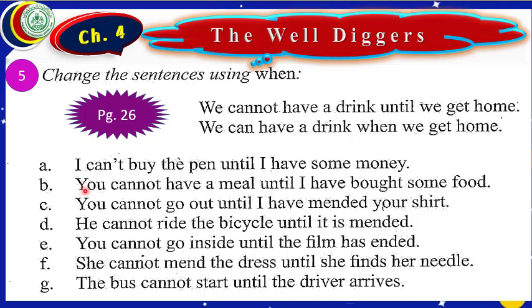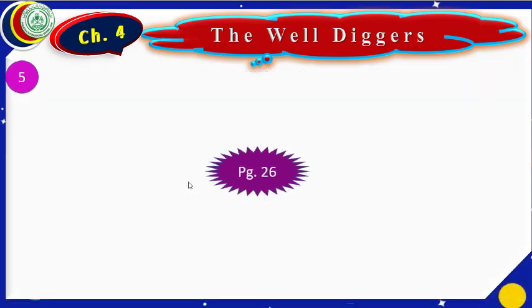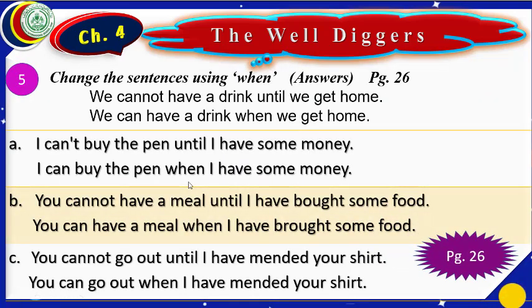B part will become, you can have a meal when I have bought some food. All these parts will be done like this. I think you know very well now. Let us write the answers. Dear students, I cannot. Cannot is changed into can. Until is changed into when. In the same way, in B part, cannot is changed into can. Until is changed into when.